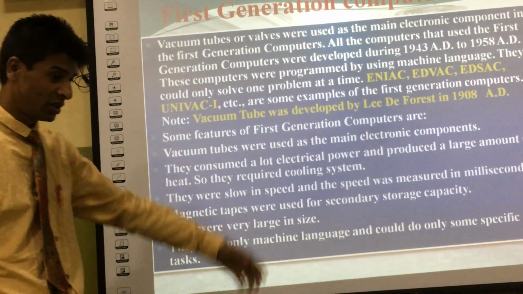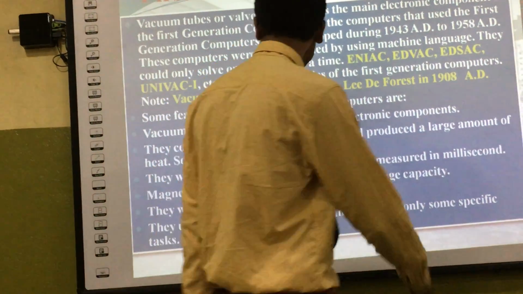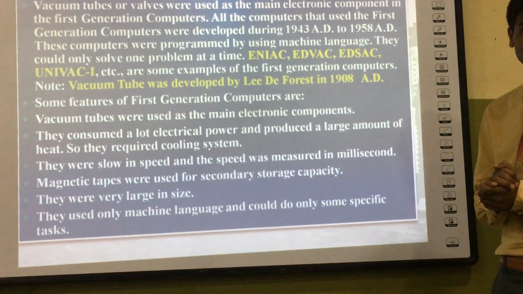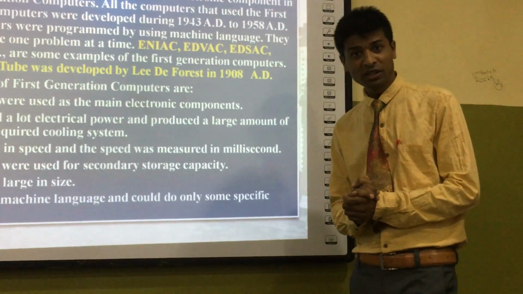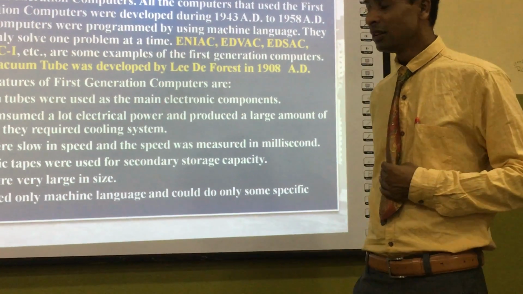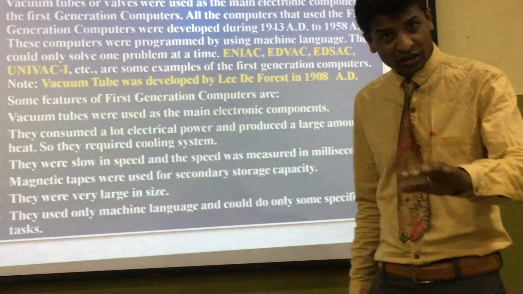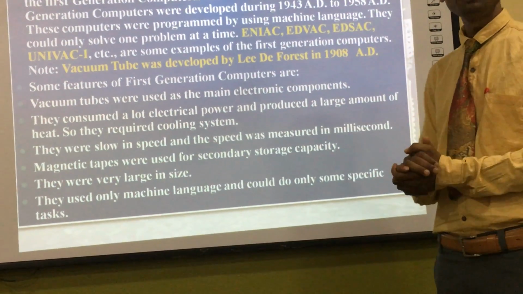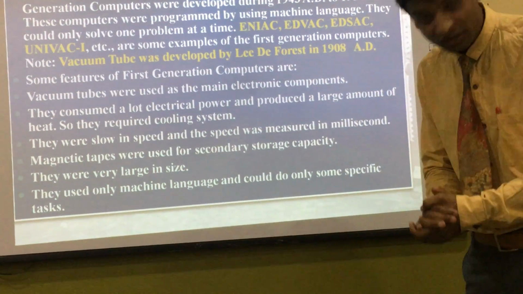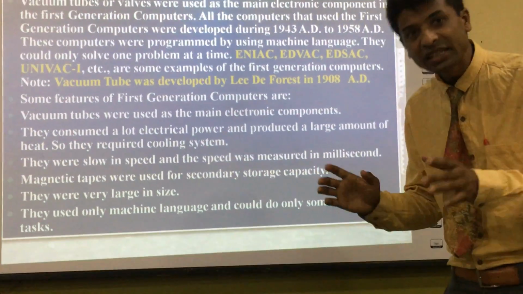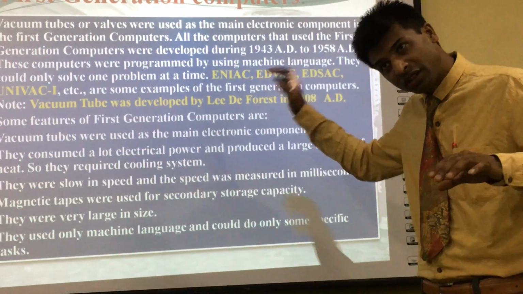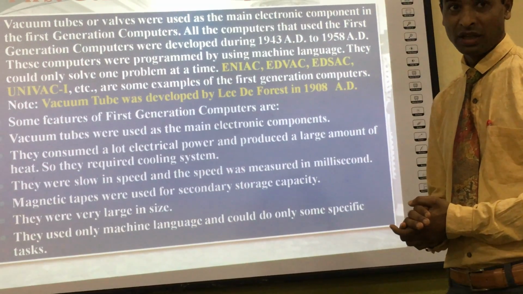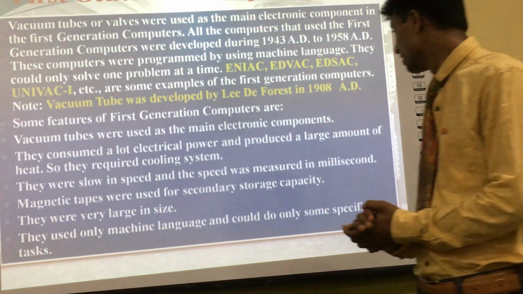Now here are some features of first generation computers. Number 1, vacuum tubes were used as the main electronic component, like the CPU is a major part of today's computers. They consumed lots of electricity, but today's computers consume very little electricity compared to first generation computers. They were also very slow in speed, measured in milliseconds.